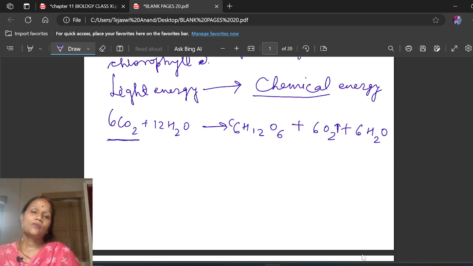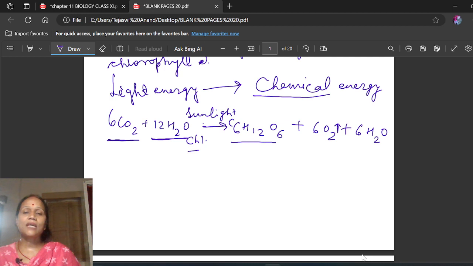There are four components required for the process of photosynthesis: carbon dioxide, water, sunlight and chlorophyll. Out of these four things, one complex substance is formed. This is the carbohydrate, C6H12O6, along with 6O2 plus 6H2O.